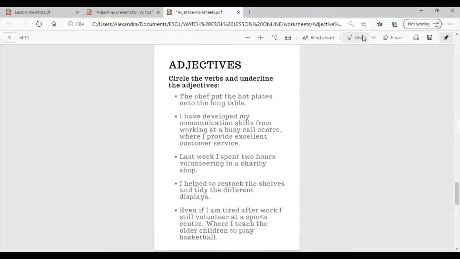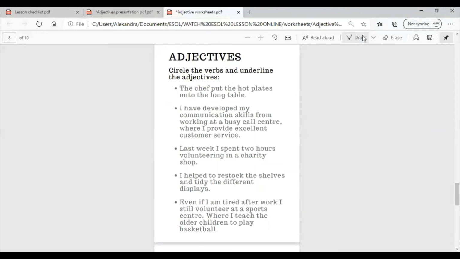But here you go. And then here we just have a few sentences in which you are going to be identifying the verbs and the adjectives. So remember to circle the verbs and underline the adjectives. So shall we go through the first couple as a group?